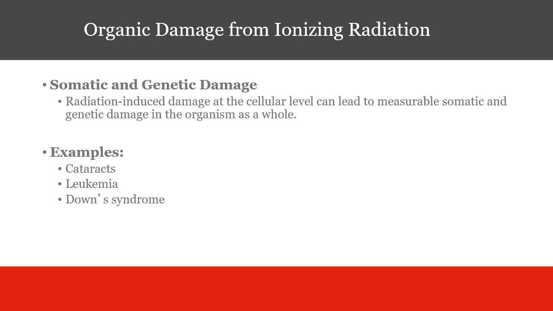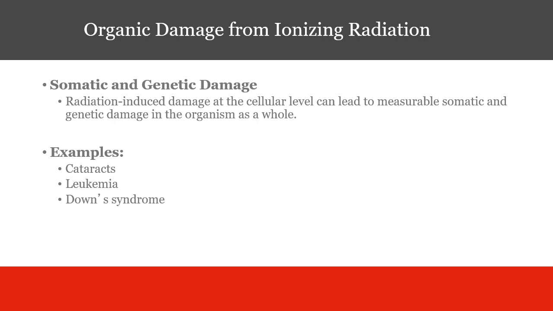Somatic and genetic damage are referring to damage at the cellular level, which leads to both somatic and genetic damage in the individual as a whole. So thinking back for just a moment to somatic cells. Somatic cells are cells of the body. If there's damage to somatic cells, such as a nerve cell, that's going to result in damage to the nerve itself, which is called somatic damage. So it's damage to that person.